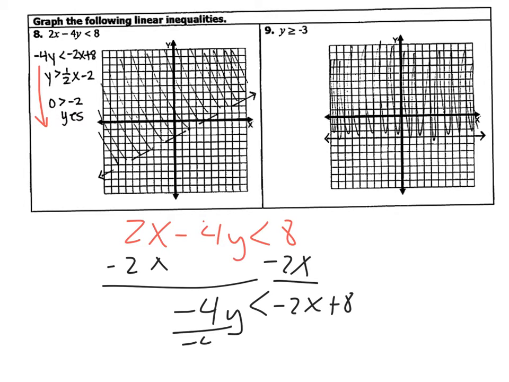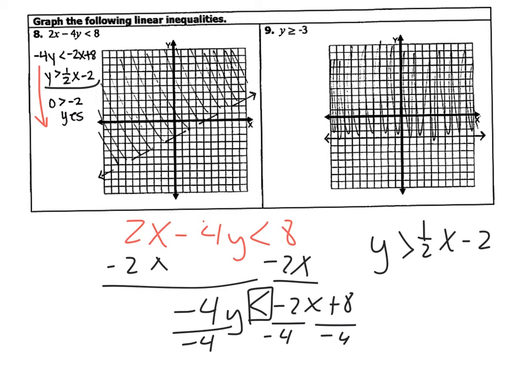Remember, you're going to divide by negative 4, and what ends up happening is that the sign has to change. So this sign is going to flip. So you end up getting y is greater than 1/2 x minus 2. And that's how they got this equation right here.